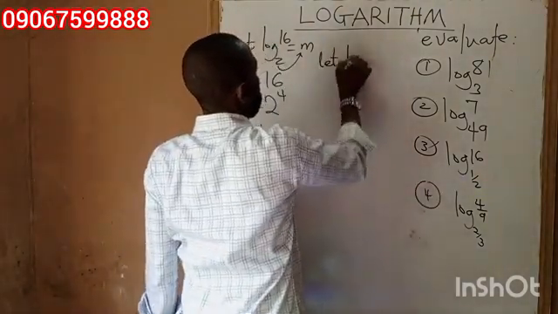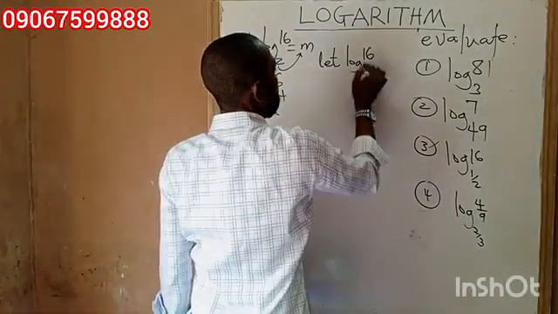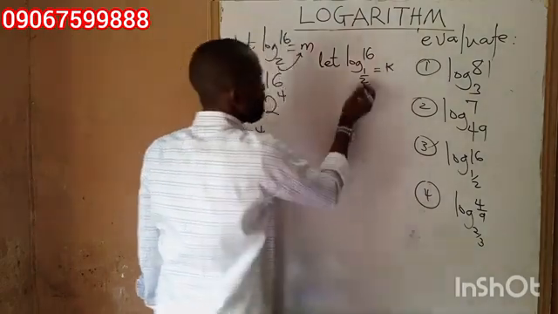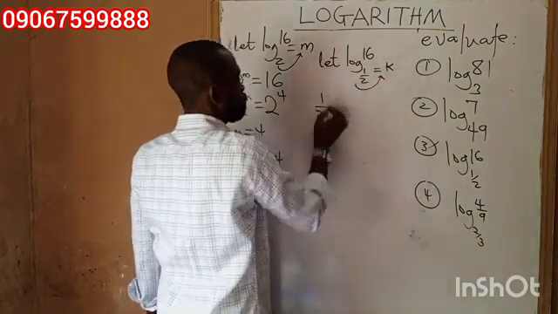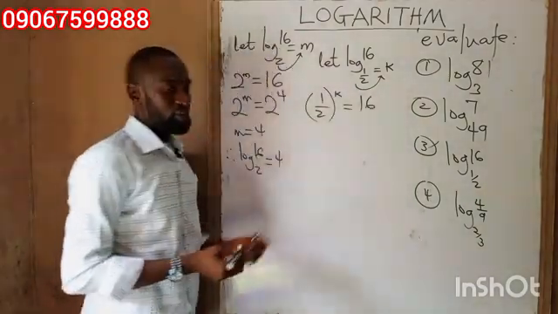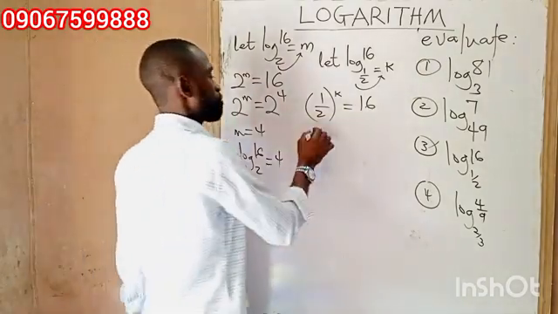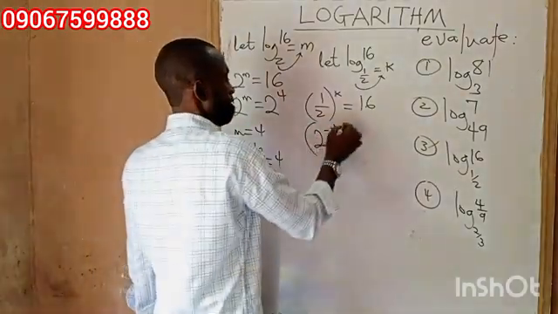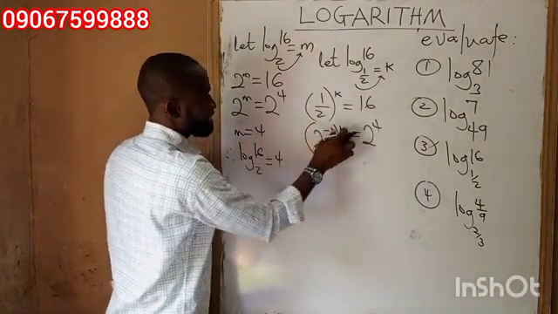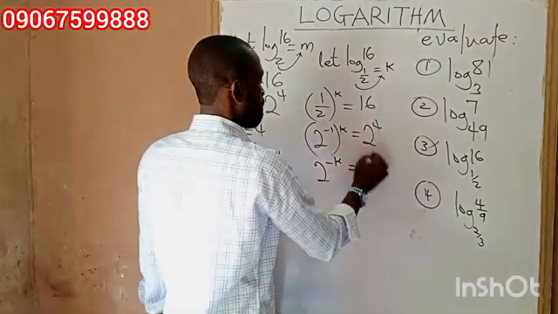I've given you a bonus. Let log 16 base half be equal to, maybe, let's use k. So this one will raise one up. We have 1 over 2 raised to power k is equal to 16. Now look at this. What is 1 over 2 in index form? It will be 2 raised to power minus 1. Remember? This is now 2 raised to power 4. Minus 1 times k is minus k. So I have 2 raised to power minus k equals 2 raised to power 4.